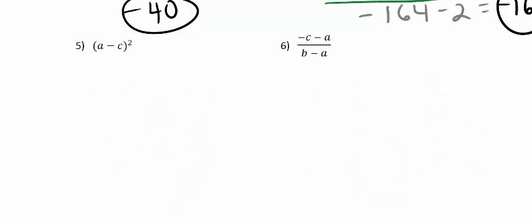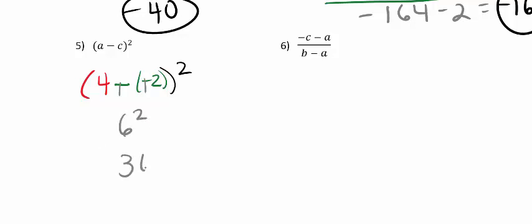Now here we can substitute A is 4, and then C was -2, so we're going to do a minus, and then we have a -2, and all of that is going to get squared. So we have to take care of what's inside the parentheses first, and we have minus a negative here, which is a plus positive, so we can go ahead and add those values together. 4 plus 2 is going to be 6, and then 6 squared is 36.